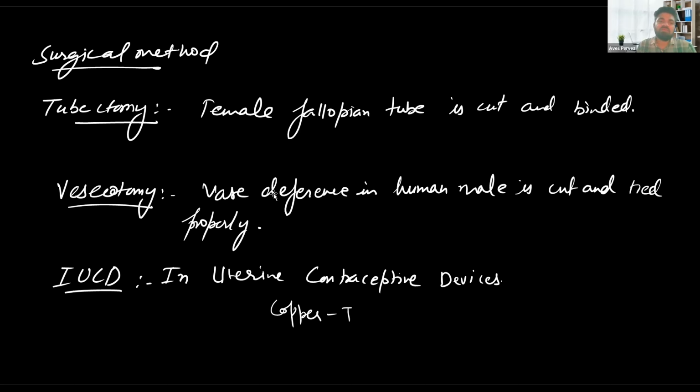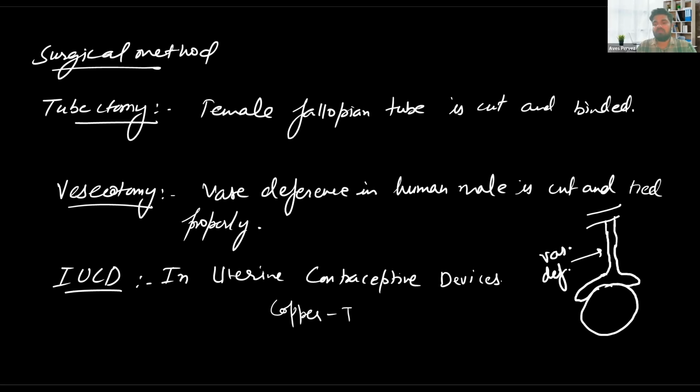In males also, this is the testis, and from the testis the epididymis is coming, and from the epididymis we have the vas deferens. If we cut it and tie it together, then we say that it is called vasectomy. So these are the surgical methods. The vas deferens in human males is cut and tied properly.